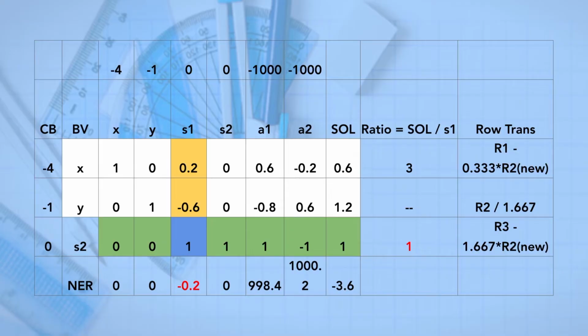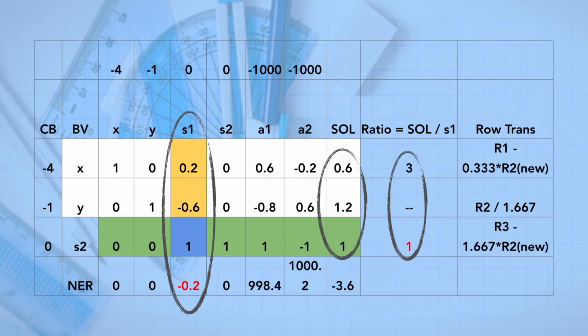Applying the row transformations in order to shift the basis of the leaving variable to the entering variable, we get the third simplex table. In the third simplex table, the most negative of the NER is in the S1 column. Hence, S1 is the entering variable. Now, by dividing SOL elements by the corresponding entering variable column elements, we get 3 for the x variable row and 1 for the S2 variable row. The second ratio that corresponds to y variable row is not considered for the comparison, as the ratio is found by dividing with the negative number.